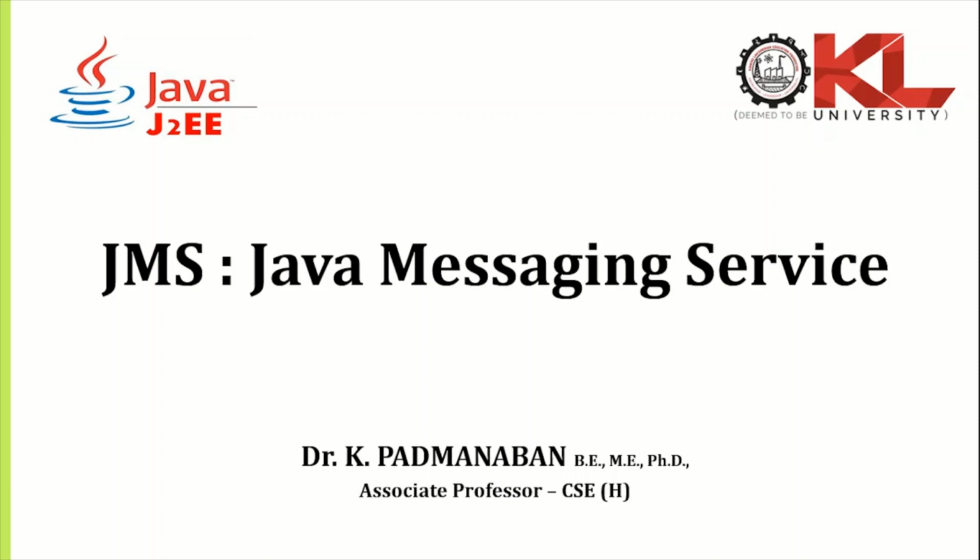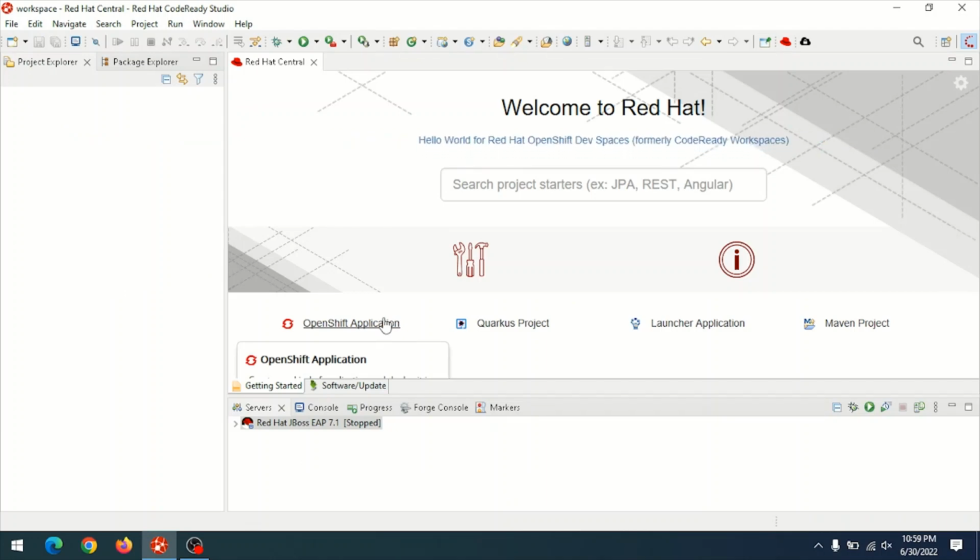JMS stands for Java Messaging Service. It provides a facility to create, send and read messages from one application to another application. To implement Java Messaging Service, first configure and run the JBoss server with standalone full configuration.